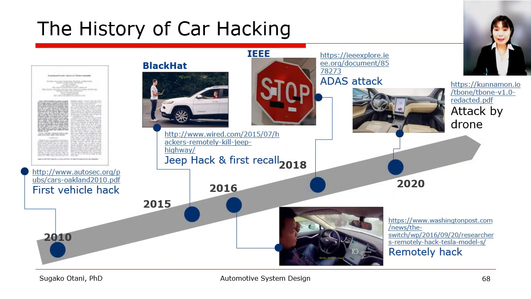Vehicle vulnerabilities have been exploited for many years. In 2010, experimental security analysis of a car was presented by University of Washington. In 2015, the well-known black hat security report Jailbreak was issued and resulted in 1.4 million records. In 2016, researchers remotely hacked Tesla Model S.